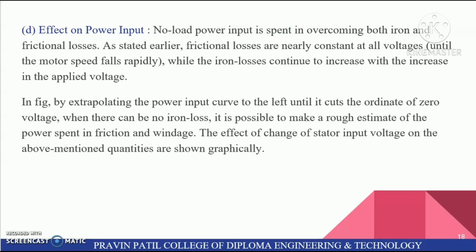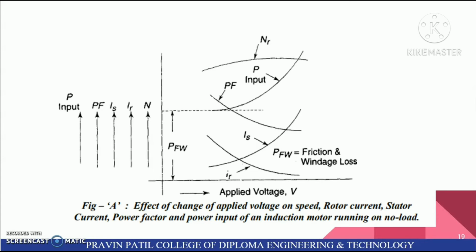In the figure, by extrapolating the power input curve to the left until it cuts the ordinate of 0 voltage, when there can be no iron loss, it is possible to make a rough estimate of the power spent in friction and windage. The effect of change of stator input voltage on the above mentioned quantities is shown graphically. So in this diagram you can see the effect of change of applied voltage on speed, rotor current, stator current, power factor and power input of an induction motor running at no load.